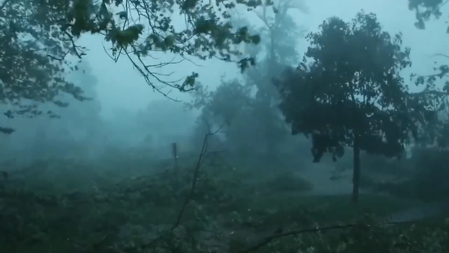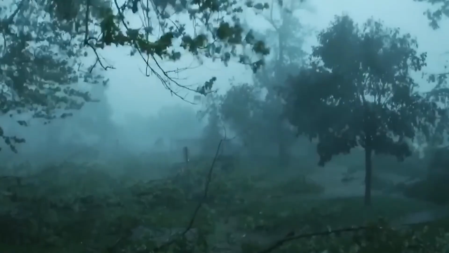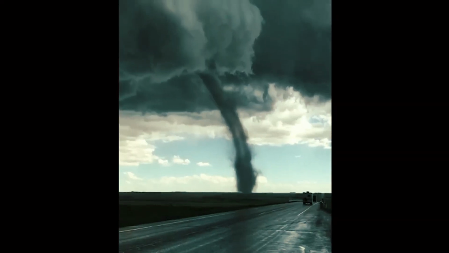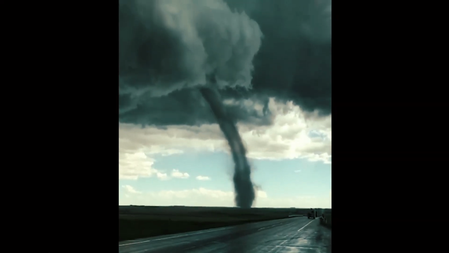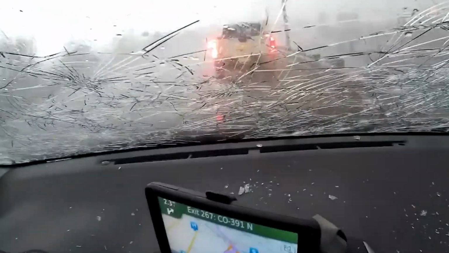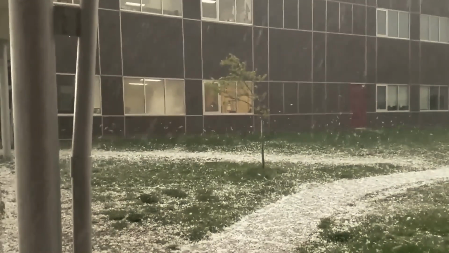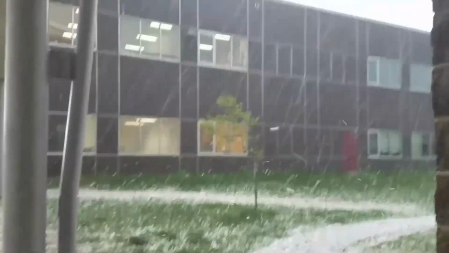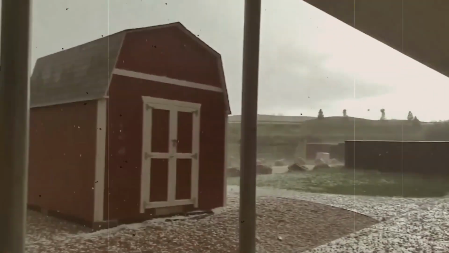A strong wind and the screams of the surrounding people indicate that something is about to happen. You look into the air, and what do you see? Big, awful-looking clouds are coming your way. Your day is slowly being ruined as enormous lightning and thunder descend from the sky near you.